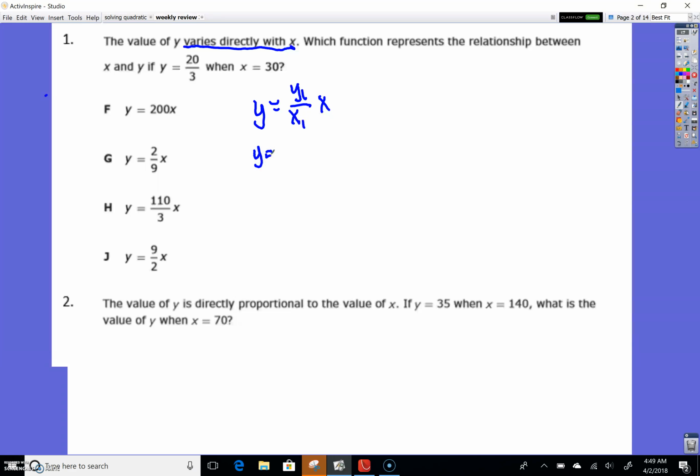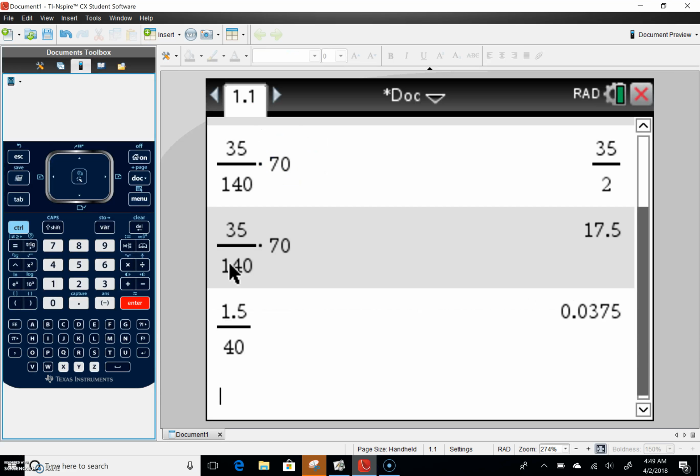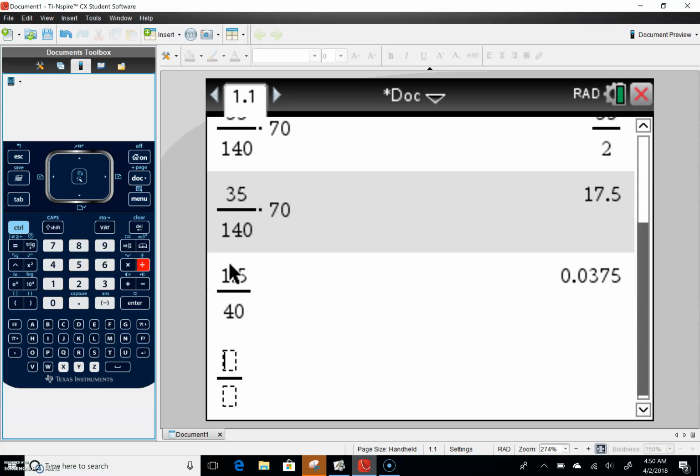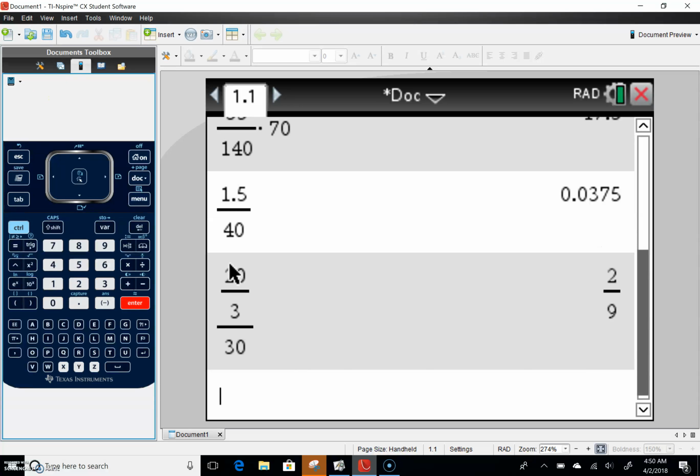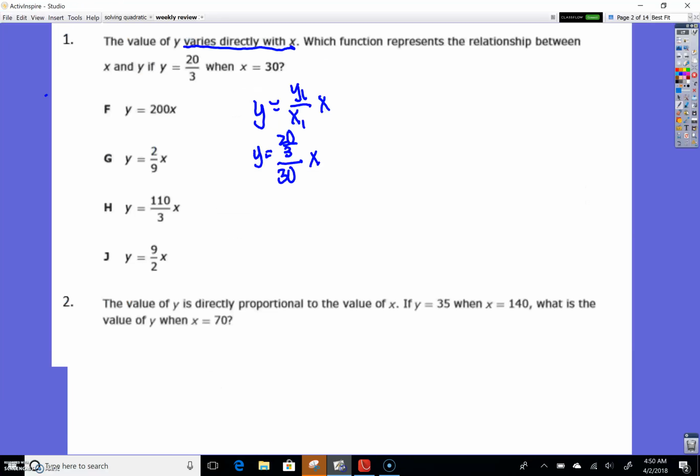So you're going to go y over what? When you substitute, you're going to substitute these two right here first. 30 over x. So you put it in your calculator. So control divide. And I can control divide again, so I can put the 20 over 3 divided by 30. You see it's 2 over 9. So I have y is equal to 2 over 9x.